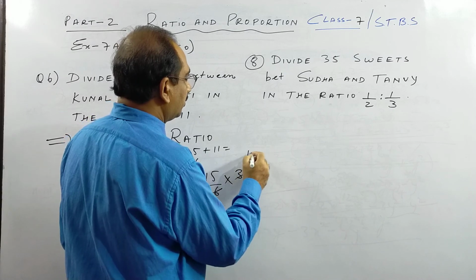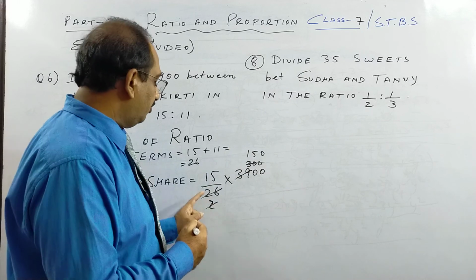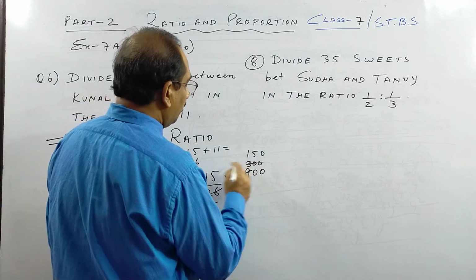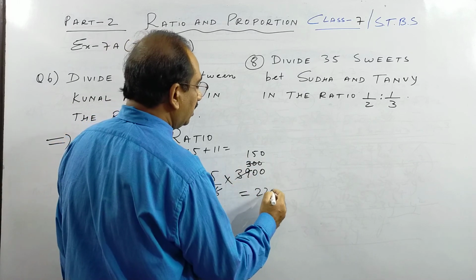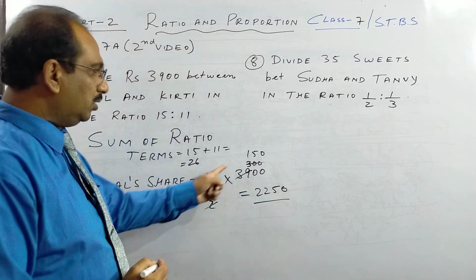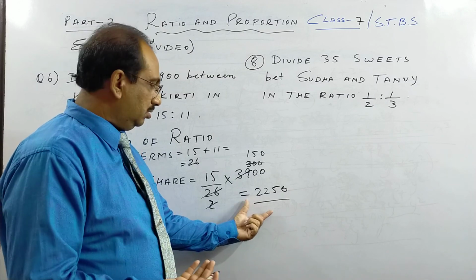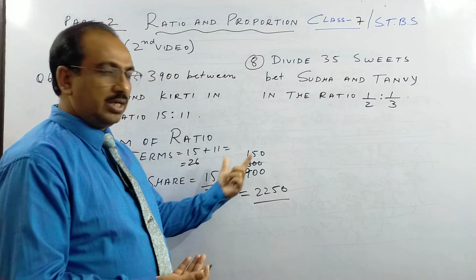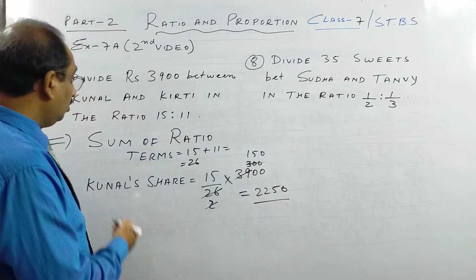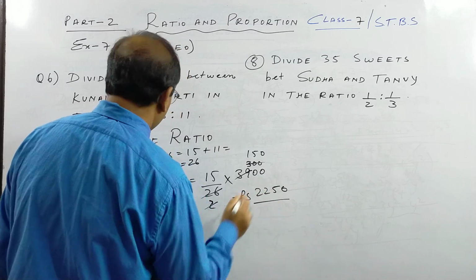With 2 if you divide, this will become 150; when you divide with 2 it becomes half. First I divided by 13, then I did it with 2. Now 150 into 15: 15 15s is 225, and 0. I know 15 square is 225, later on you will learn square and cube root. So 15 square is 225, and 1 zero comes. So Kunal gets 2250 rupees. Since this is in rupees, it will be rupees.